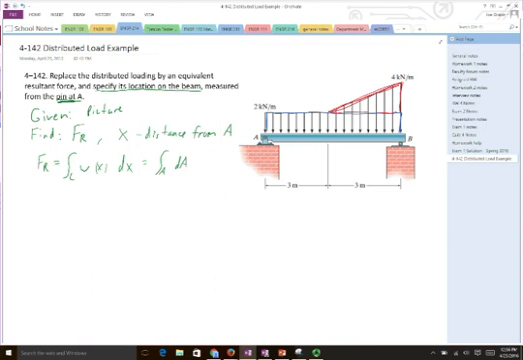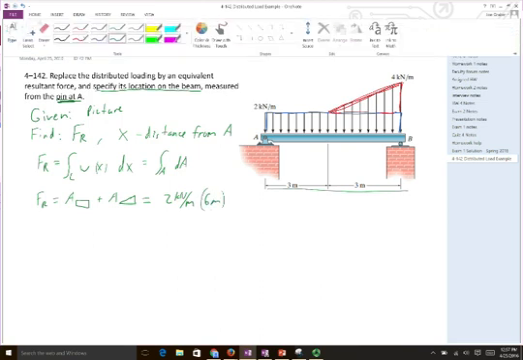In this case we have geometric shapes, a rectangle and a triangle, so we can figure out what that area is fairly simply. So F_R is going to be equal to the area of that rectangle plus the area of that triangle. And we're going to have to check our units to make sure that they make sense. So that's going to be the area of the rectangle. The height of the rectangle is going to be 2 kilonewtons per meter. And the base of that, as you can see, is 6 meters because it's the full distance.